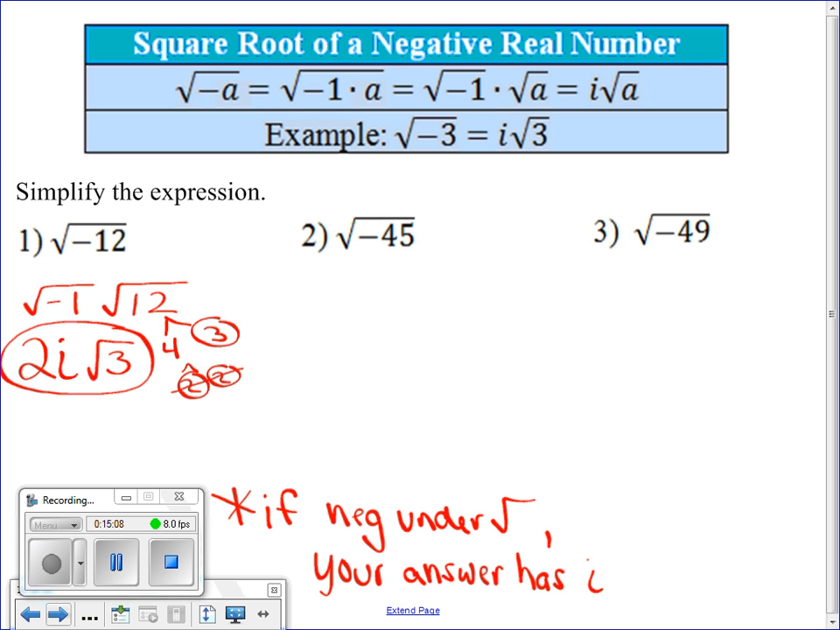Honestly, what we've already learned about how to simplify radicals or multiply radicals, I do the same thing, but if I see a negative, I pull it out and make it an i. Easy as that.